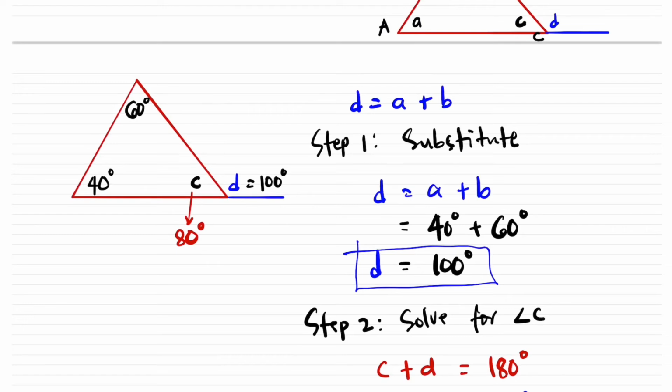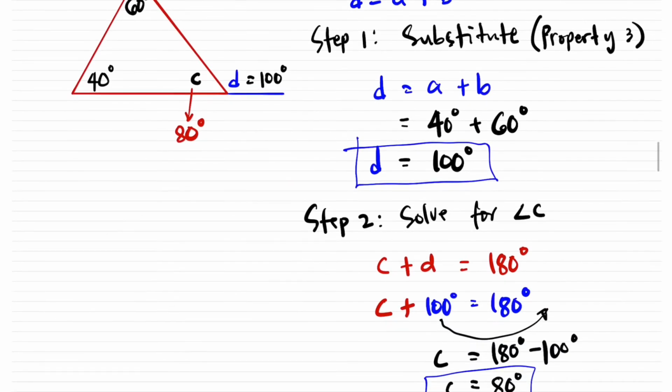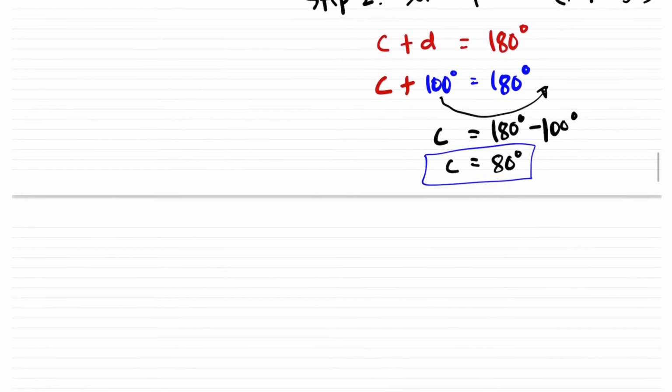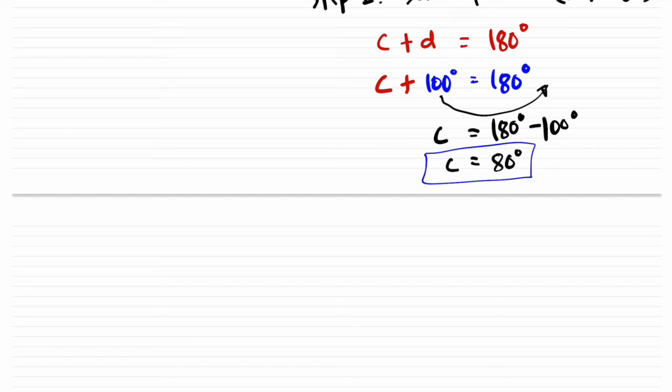Alright, so here we substitute using property 3, and here we use property 2. So that is our property number 3. Now we proceed to the next one, our property number 4.